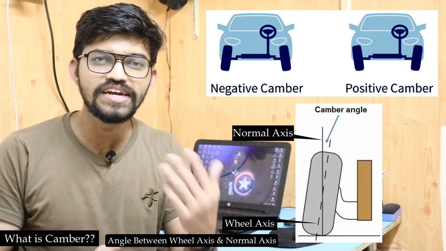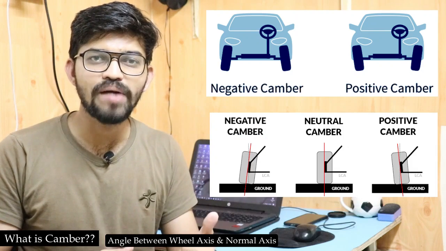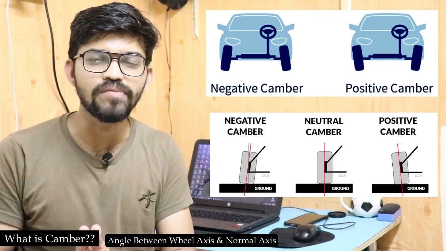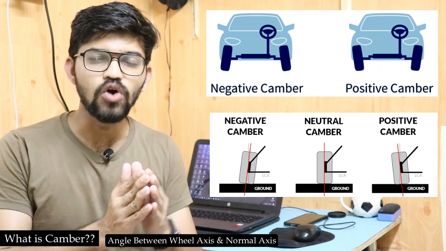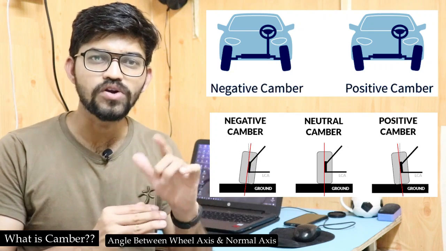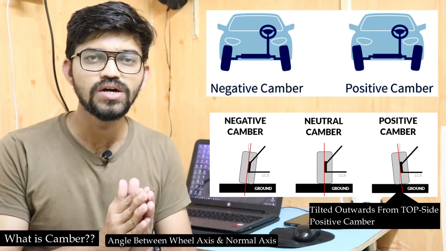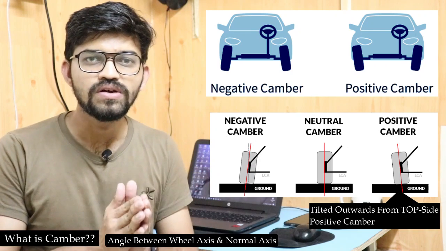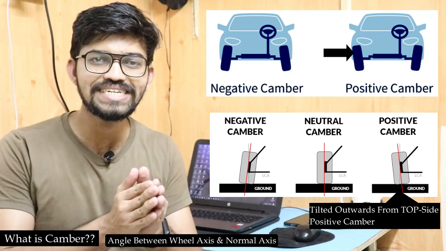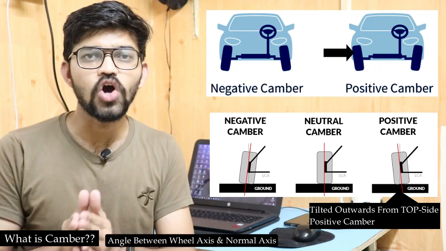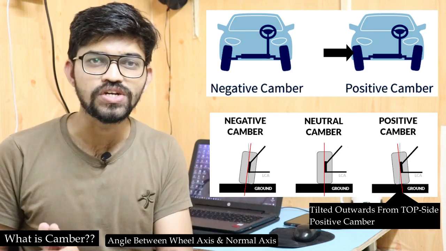So there are 3 types of camber: positive camber, negative camber and zero camber. When the wheels are tilted outwards from the top side, as you can see here, then the angle made between the wheel axis and the normal axis is called the positive camber condition.